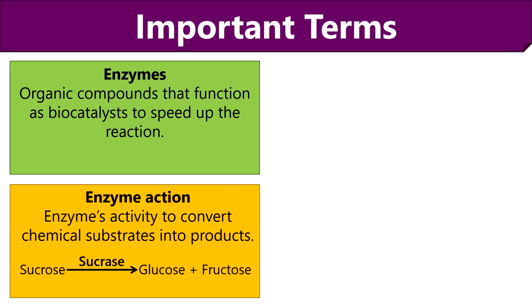Then we need to know what enzyme action is. Friends, enzyme action is just the way an enzyme works, or how it catalyzes the reaction. Due to this, enzyme action is also called enzyme catalysis. Enzymes convert substrate into products by lowering the activation energy, which we will further discuss in this video. Sucrase is an enzyme that converts sucrose into glucose and fructose.